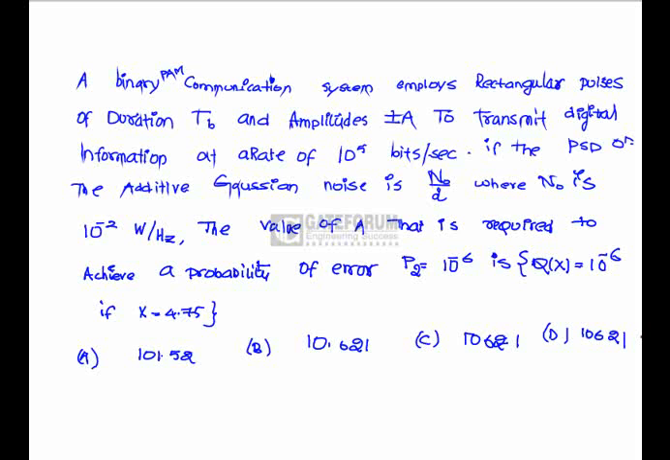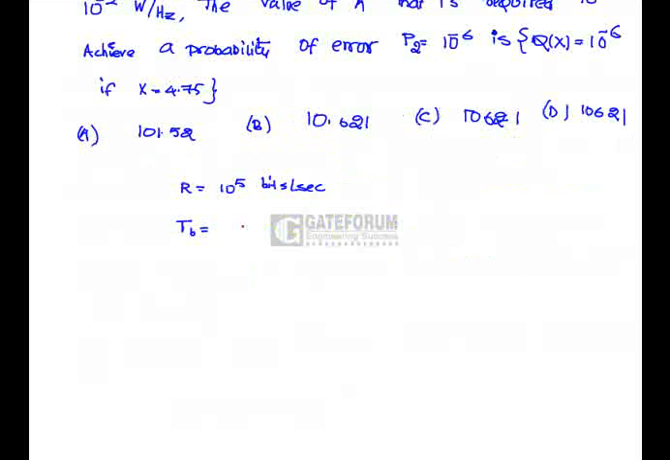Here the question is: a binary PAM communication system employs rectangular pulses of duration Tb and amplitudes plus or minus A to transmit digital information at a rate of 10 power 5 bits per second. If the PSD of the additive Gaussian noise is N0 by 2, where N0 is 10 power minus 2 watts per hertz, the value of A required to achieve a probability of error equal to 10 power minus 6 is. Since the rate of transmission R equals 10 power 5 bits per second, the bit duration Tb equals 1 by R, which is 10 power minus 5 seconds.